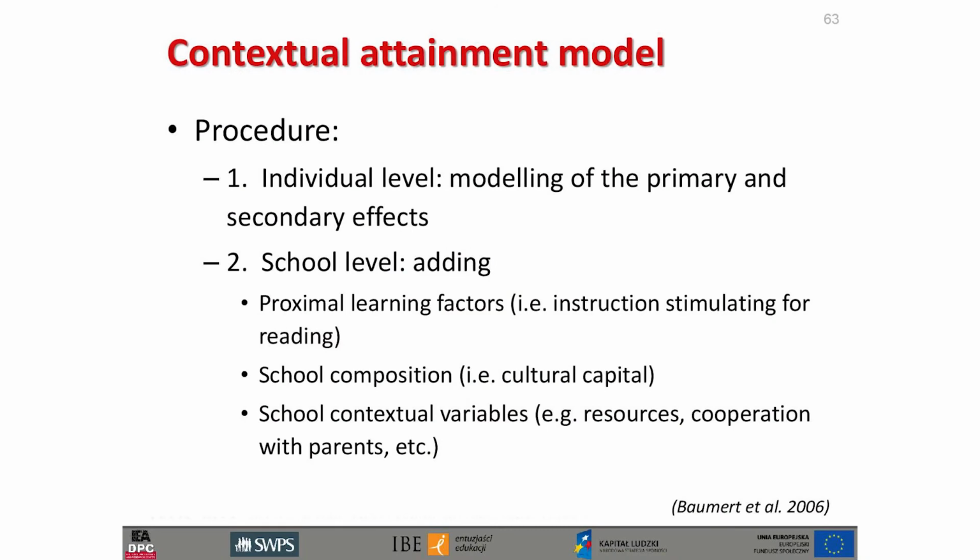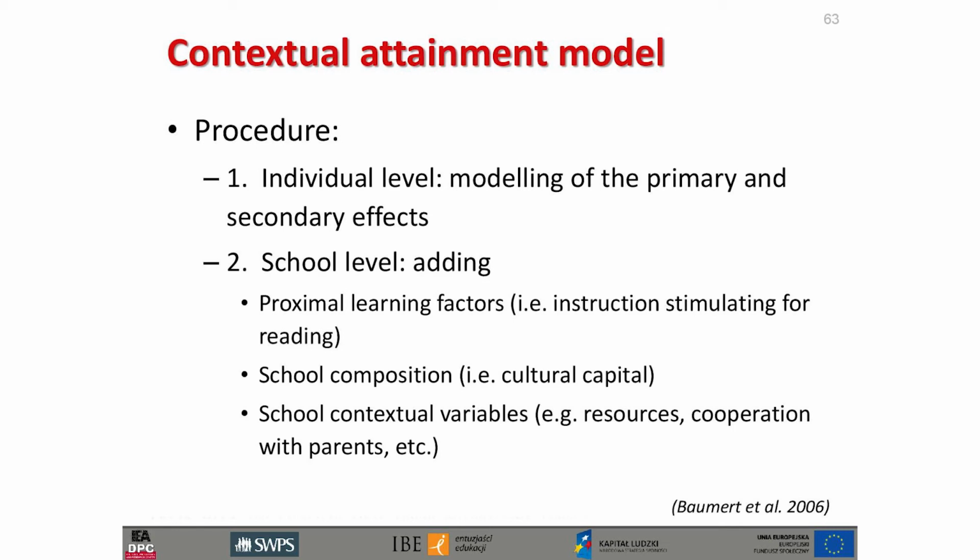The multi-level structure is related to the fact that we have students nested in classrooms and classrooms nested in schools, and this can be modeled directly with multi-level modeling. It is also a comprehensive modeling approach which allows including a set of variables simultaneously. The procedure is to estimate on the individual level the primary and secondary effects, and then in the next step to put on the school level proximal learning factors. In this case I used just one indicator, instruction stimulating for reading, and this is a limitation due to the PIRLS study design. There are not so many scales that could be used on the teacher level.